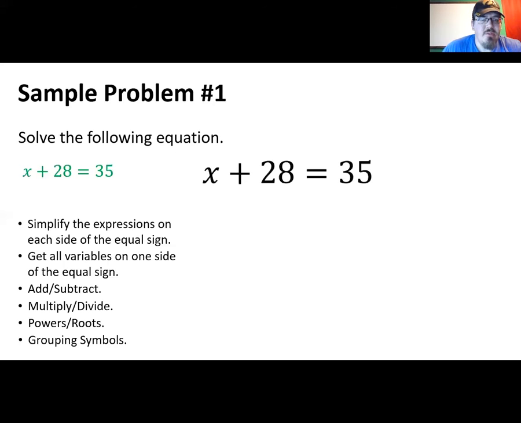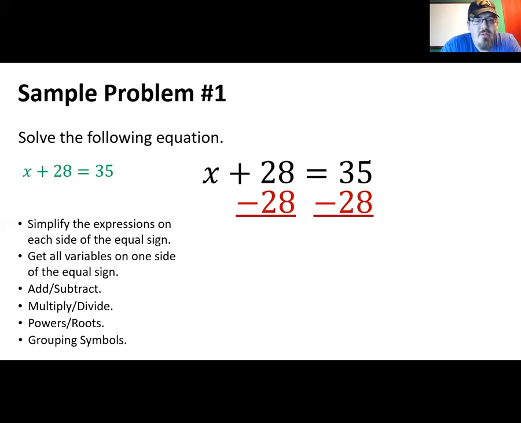So in this particular situation, what we want to do is we need to get rid of the plus 28 to get the x by itself. So again, the rule is you do the opposite operation as what appears in the equation. So what we're going to do is we are going to subtract 28. And again, we're going to do that to both sides of the equation to keep it balanced.